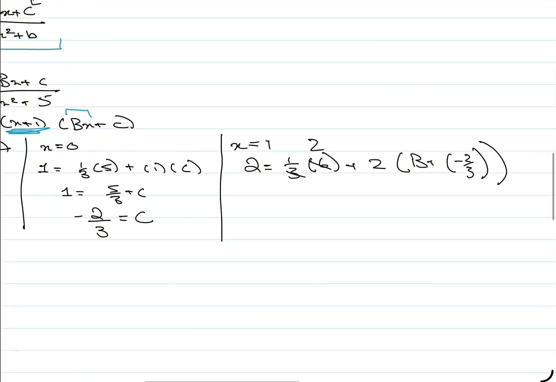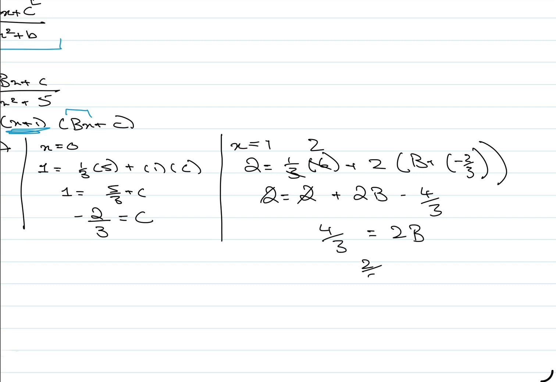Now let's solve this. 2 equals 2 plus 2b minus 4 upon 3. Cancel, cancel. 4 upon 3 equals 2b. 2 upon 3 is equal to b.